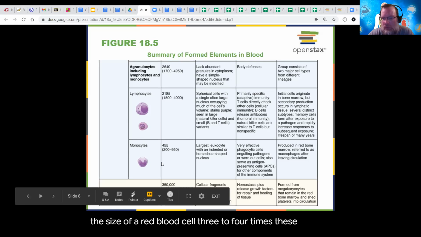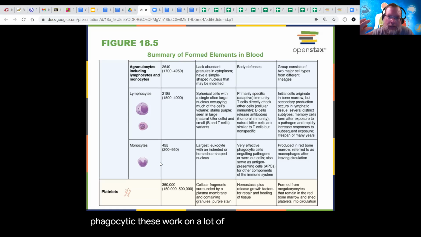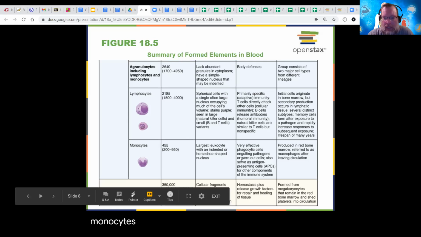These are also phagocytic. They work on a lot of cleaning up useless cells that remain, cells that have died and aren't really doing much. Monocytes can help engulf and clean up some of that. They also engulf pathogens and foreign invaders.